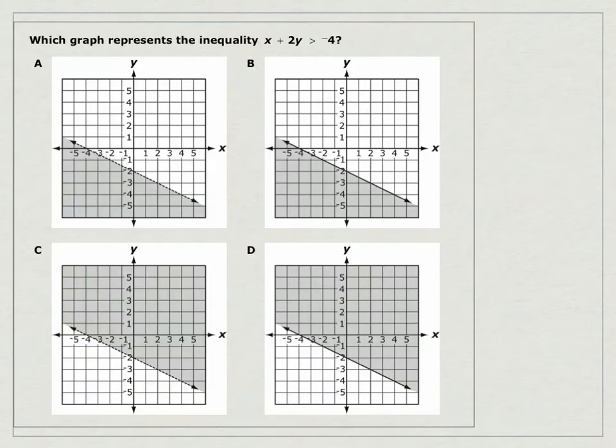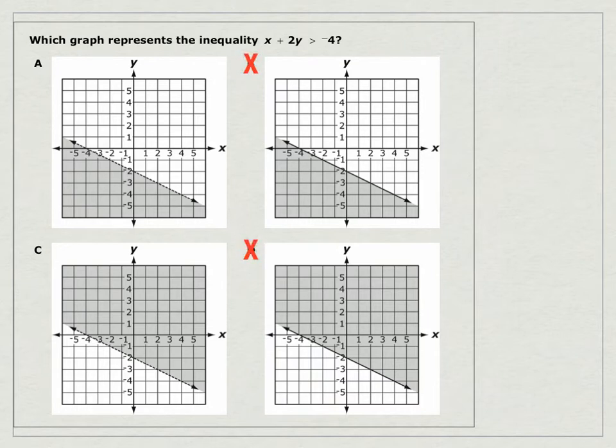The next example says, which graph represents the inequality x plus 2y is greater than -4? The first thing that I want you to do is notice that my inequality symbol is a greater than symbol right now. Notice it's not in slope-intercept form, but we know that greater than is not going to change to greater than or equal to or less than or equal to. So I can automatically eliminate choices B and D because they have solid lines.